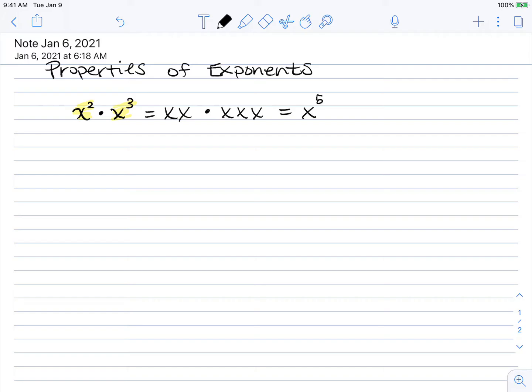Well, there's a rule that we can use, and the rule that matches this is that I am taking these powers right here and I'm adding them, and that ends up giving me this x to the fifth. So I'm going to write that rule down and say, well, if I have x to the 2 plus 3, well, that equals x to the fifth. So I'm adding the exponents. So I add the exponents.